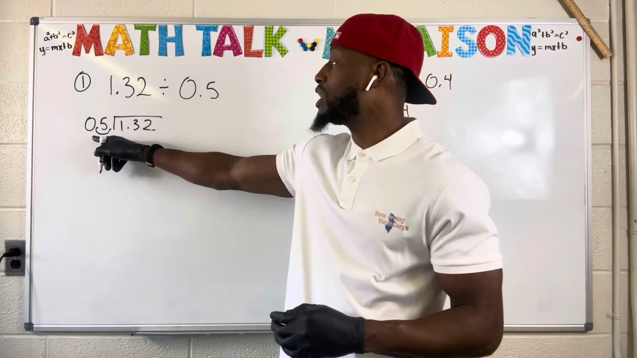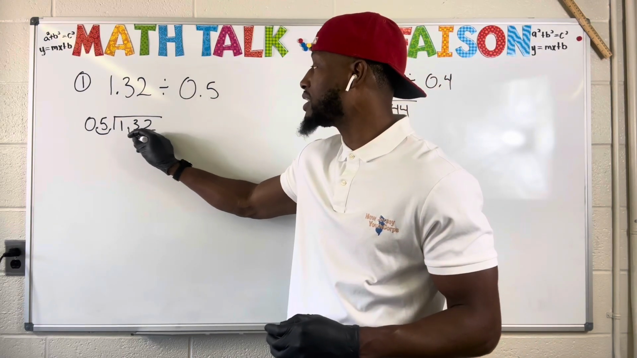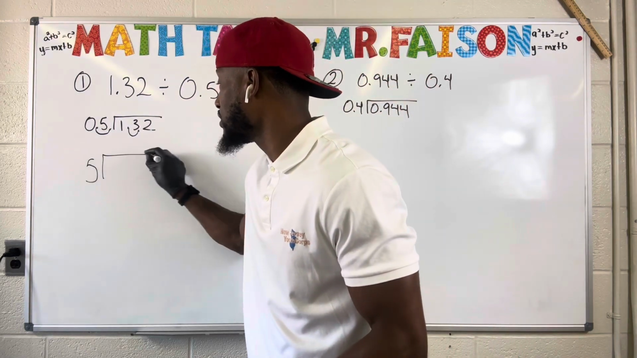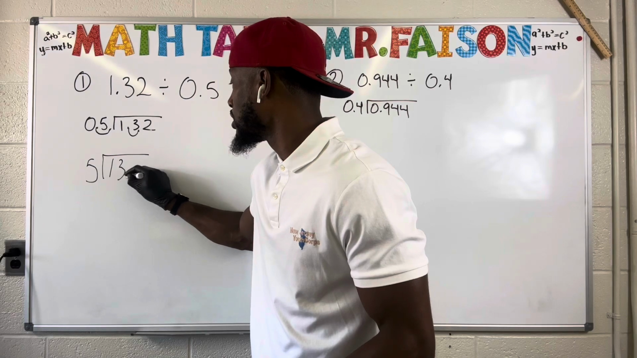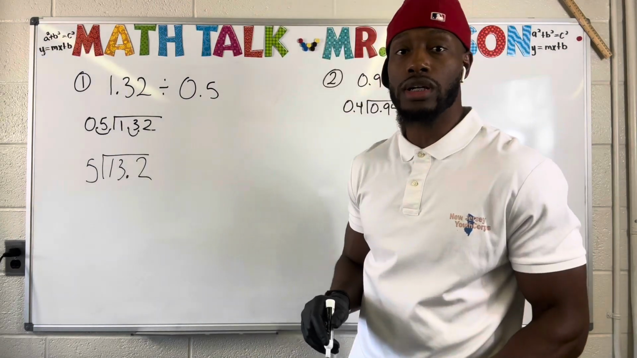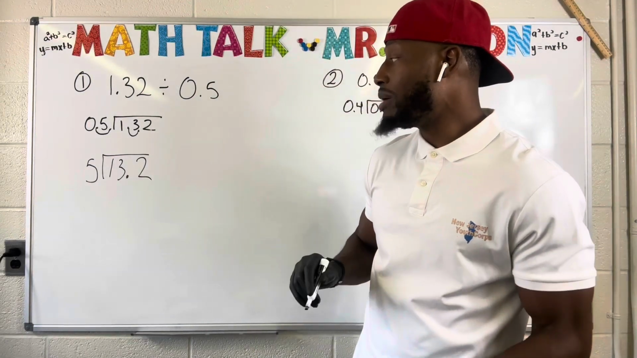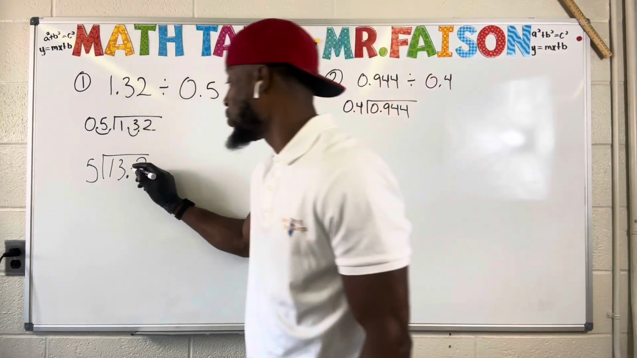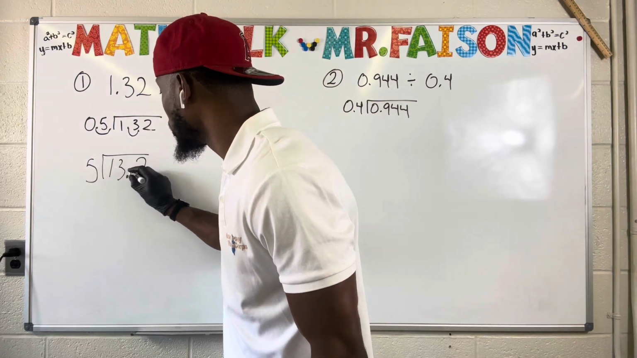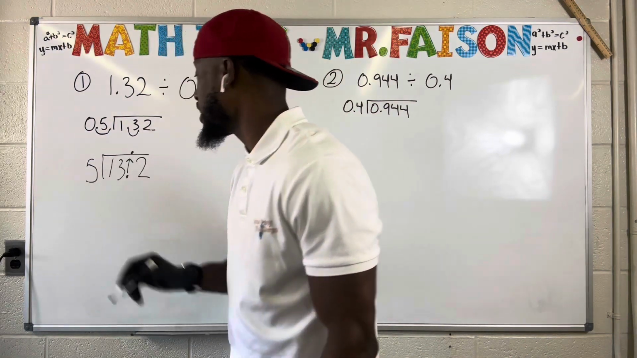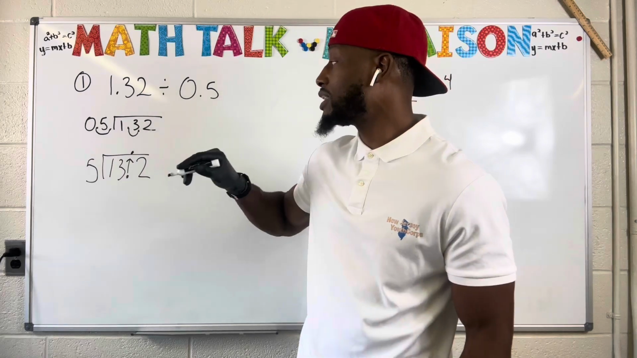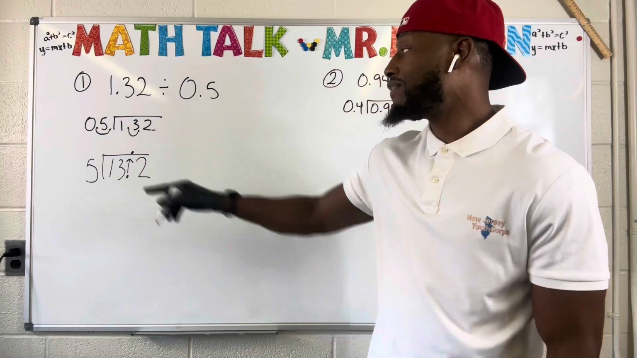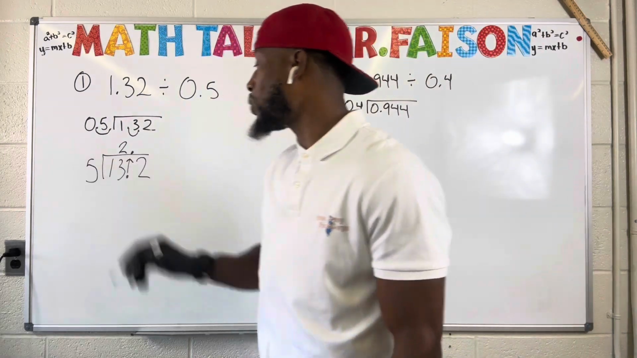But since I moved it over one space on the outside, I have to move it over one space on the inside. So now my new problem is going to look like 5 and 1. That's what my new problem is going to look like, okay? So remember, when it's just a decimal on the inside, we bring this decimal straight up. Now I want to ask y'all, how many times will 5 go into 13 evenly? 5 will only go into 13 evenly twice.